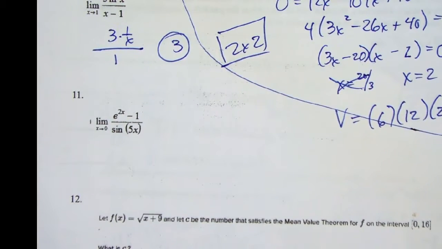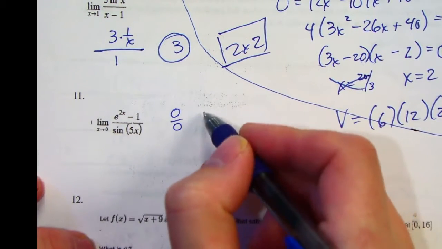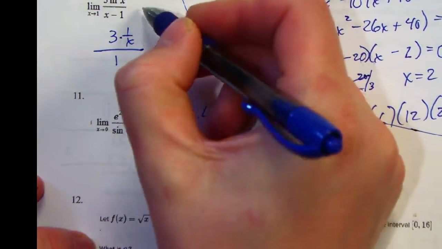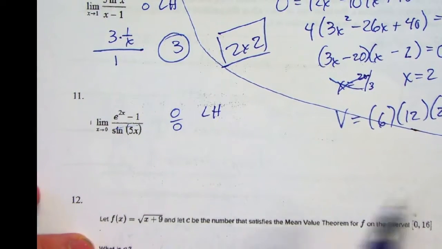11 is the same deal, that's also L'Hopital's. If I plug in 0 now, on top I'll get 1 minus 1, which is 0. On the bottom, sine of 0 is the y value at 0, so that's 0. So I'll get 0 over 0. So I'm going to use L'Hopital's. I should be writing that up here too. 0 over 0, L'Hopital's. So I'm going to take the derivative of the top and the bottom.